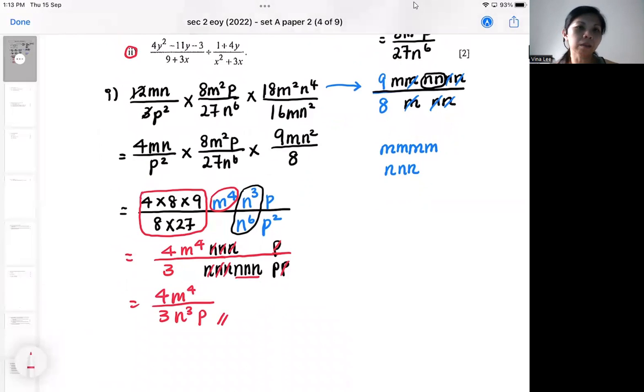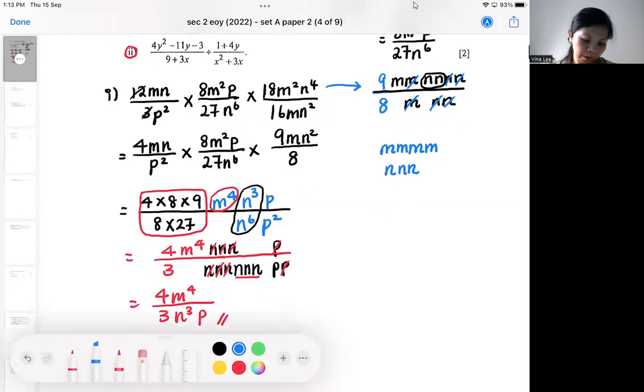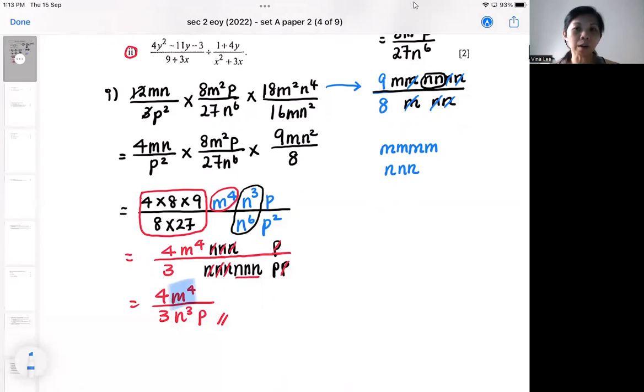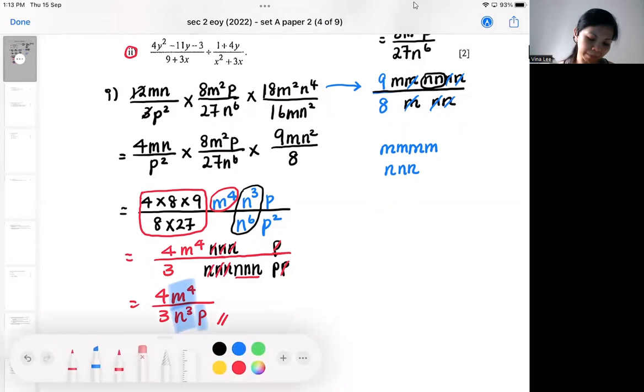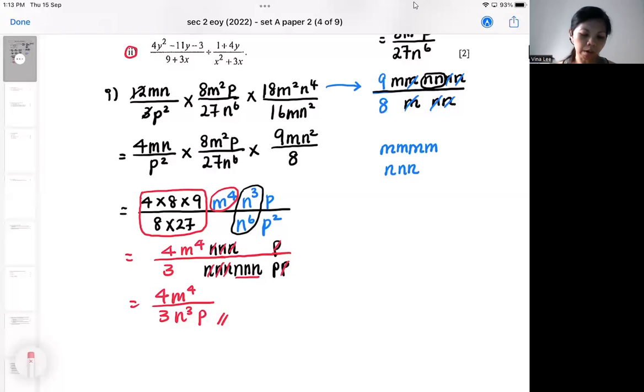So before you call this your final answer, you got to make sure you got no more cancellation. m is alone, n is alone, as in, can you see m is here? There's no other m at the bottom. So n cubed is here. There's also no n in the numerator to cancel. So p also nothing. So you got to ensure that your final answer got nothing to cancel before you can call it your final answer. So some of you, in your final answer, you still got things to cancel.